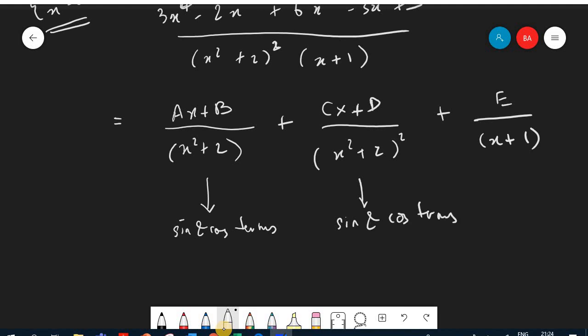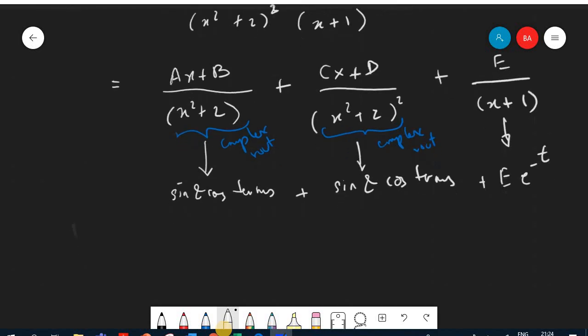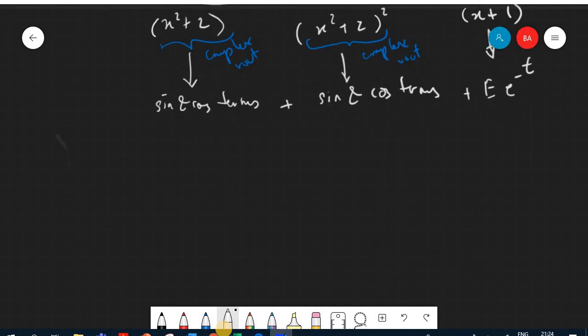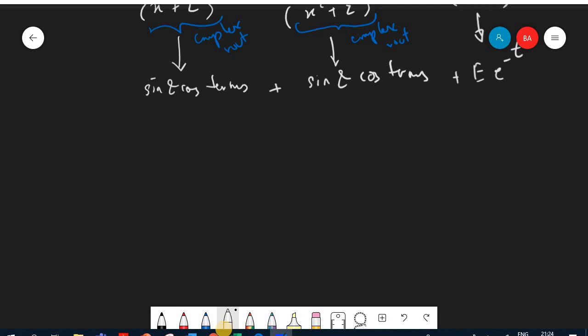Again, why? Because both of these will provide complex roots, right? And this will also, very similarly, have a complex root. And for this case, the answer will be straightforward, plus e to the power minus t. Okay, so this is the solution of example 6.